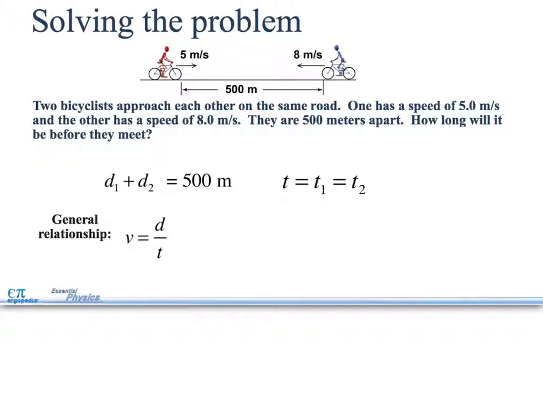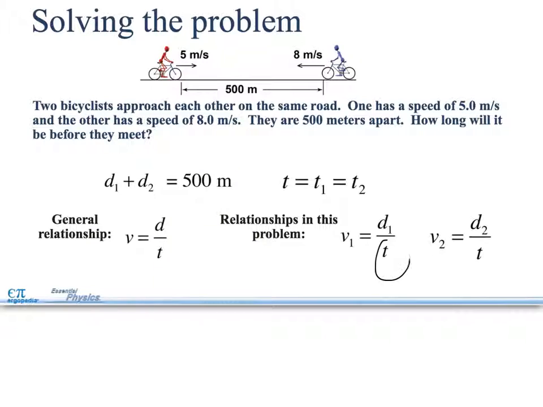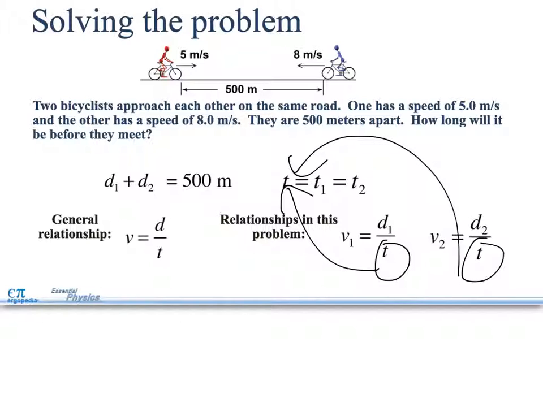So our general relationship is velocity equals distance divided by time. Relationship in the problem, basically breaking into its components. The velocity of the first guy equals the distance the first guy travels divided by t. Velocity of the second guy equals the distance the second guy travels divided by t. And this right here, guys, is the final t. If you look, it's not T1 and T2, it's the final t.